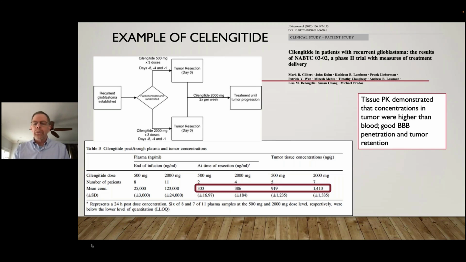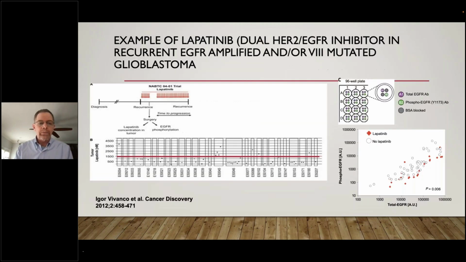So with this information, selengitide was tested in a phase 3 trial. Unfortunately, it was negative, but we at least knew that this was not a drug delivery issue. We have the example of lapatinib, which is a dual HER2 EGFR inhibitor. And this was tested in patients with recurrent EGFR amplified or EGFR V3 mutated glioblastoma. You can see recurrent disease.